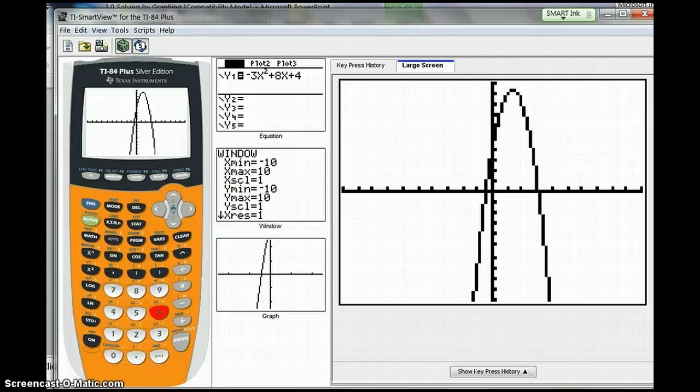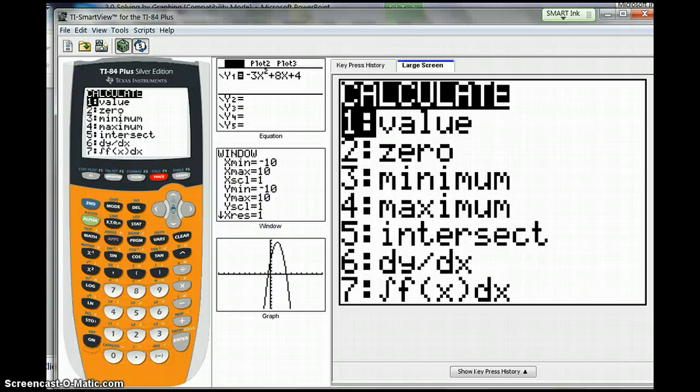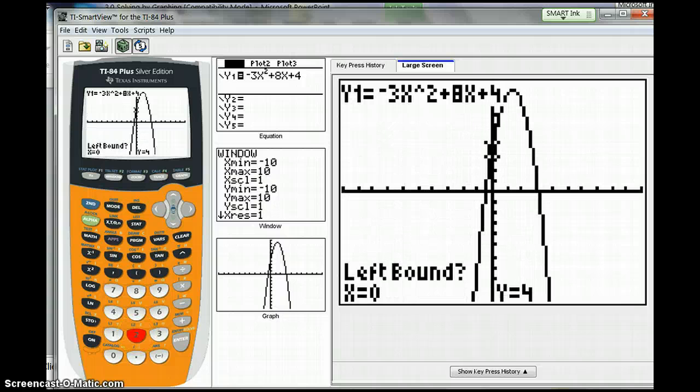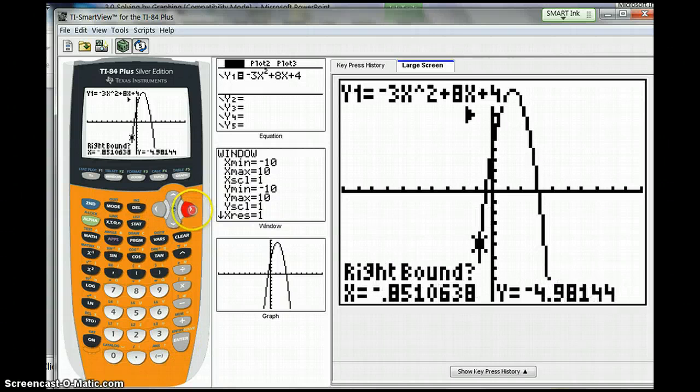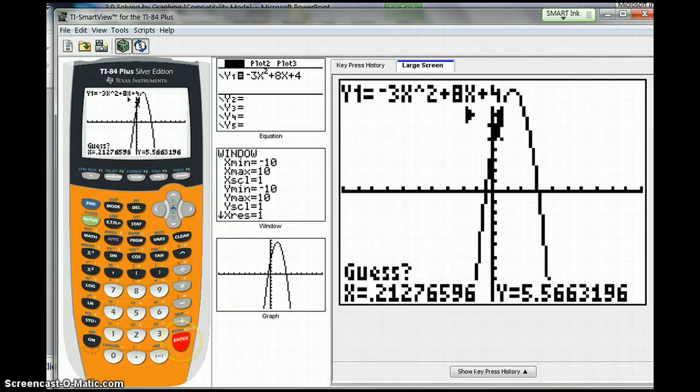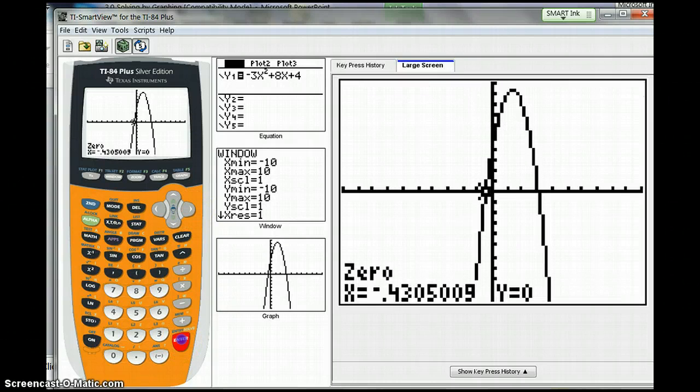All right, let's find those x-intercepts. Second, calculate the 0. Get left of it. Again, I can use my cursor. I'll get left of it. That's fine. I can use my cursor to get right of it. There, my cursor is now right of it. And make a guess, I can just press enter. So one of my solutions is negative 0.43.